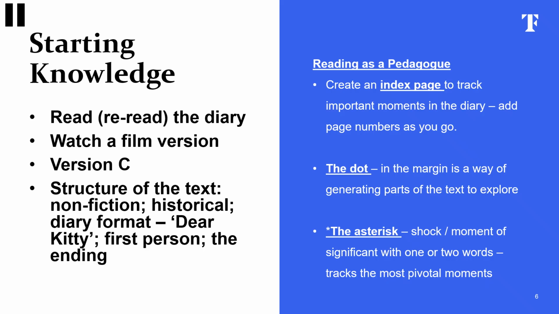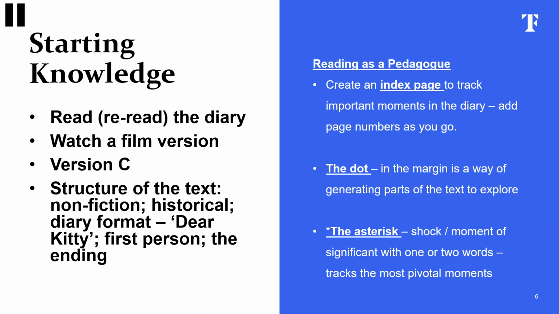For example, using an index page to track important moments in the diary, adding page numbers as you go, using a dot or another symbol in the margin as a good way of recognising the parts of the text that you might want to explore with pupils and develop your lessons around. And an asterisk for shock or moments of significance, with perhaps 1 or 2 words that help track the most pivotal moments of the text. After reading it, we might also want to try and engage with one of the film adaptations of the text.